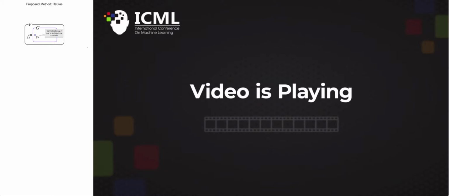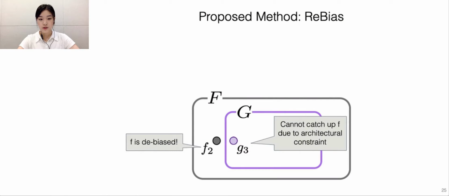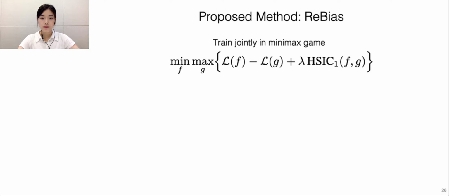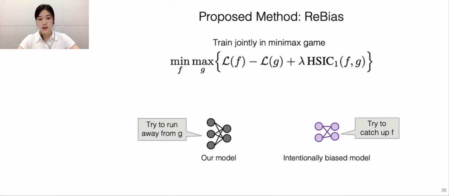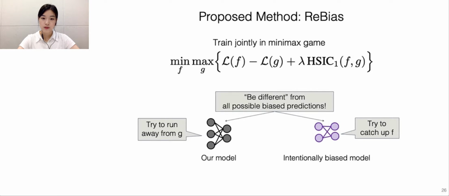Eventually, G cannot catch up to F due to its architectural constraint, and by being outside of the biased function space G, F is debiased. To summarize, we train F and G jointly in a minimax game, where F tries to run away from G, while G tries to catch up to F. Our intention is that our model is forced to be different from multiple possible biased predictions, and therefore improve its debiased performance.